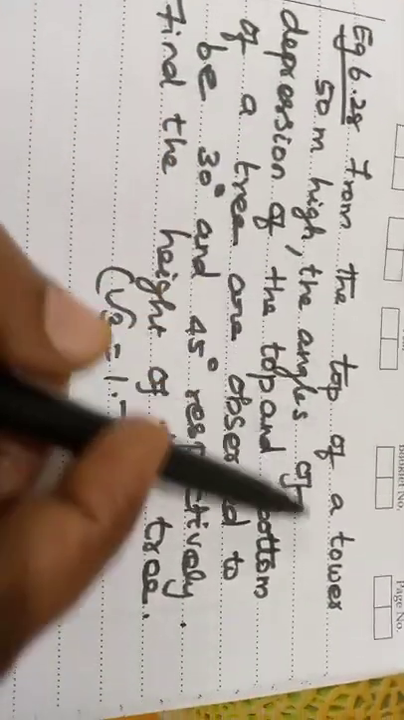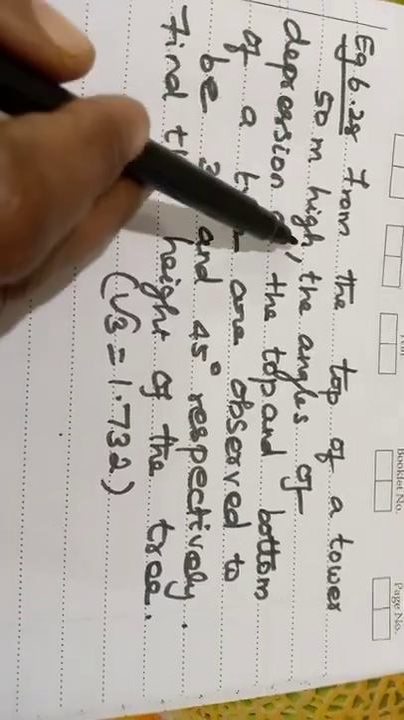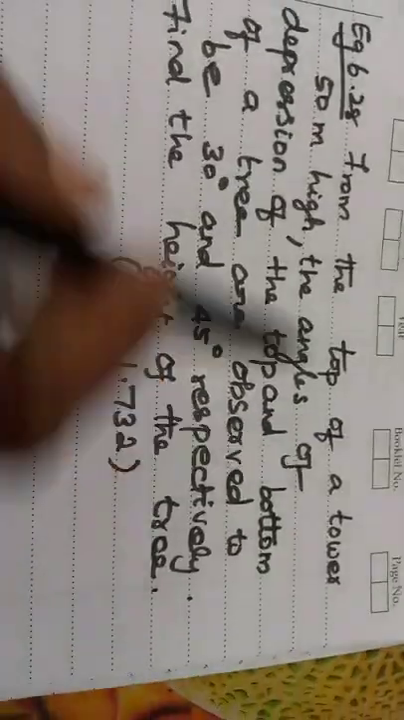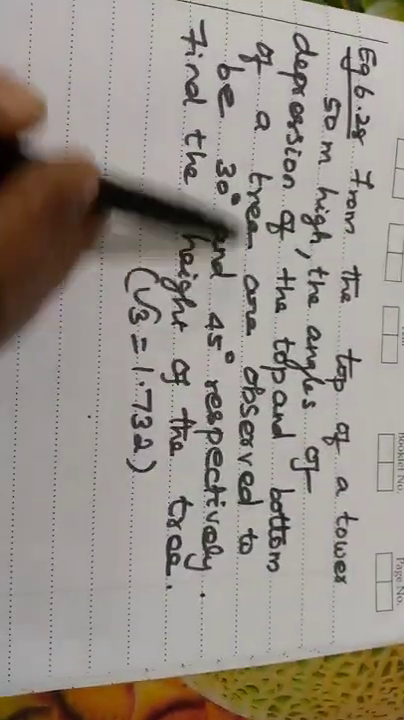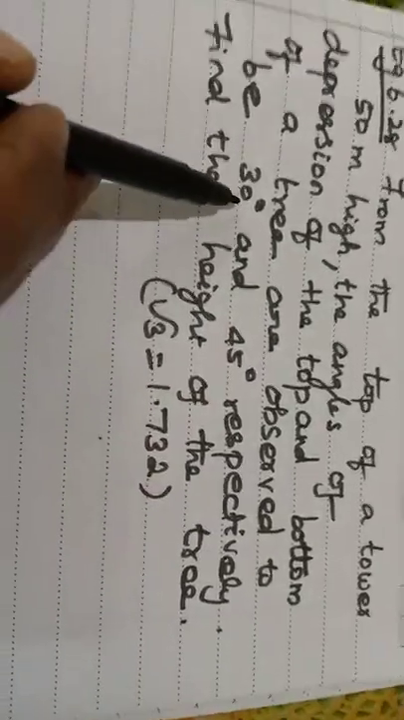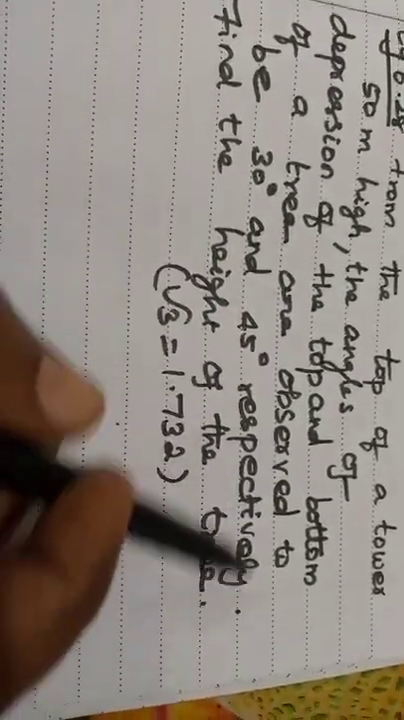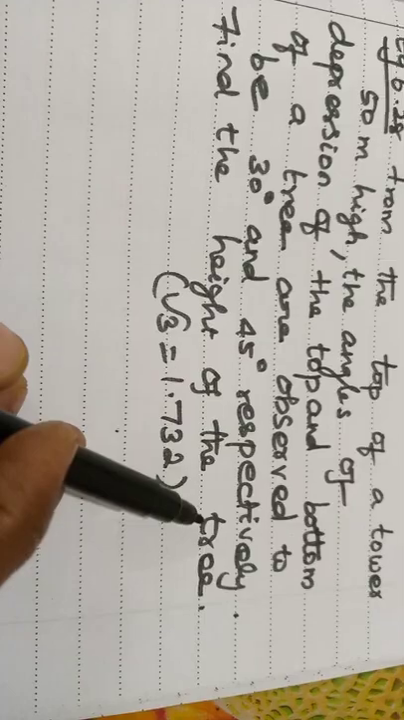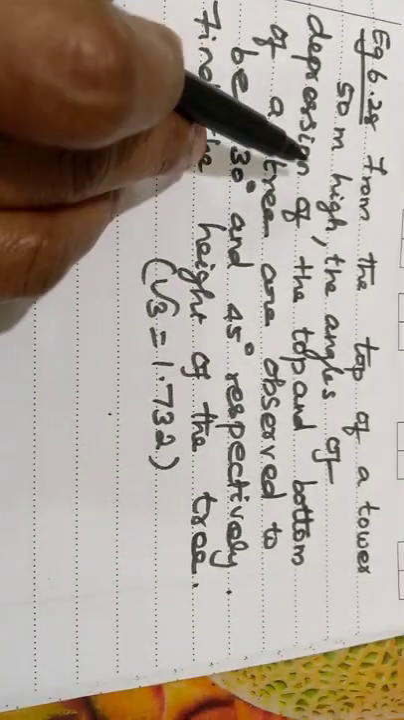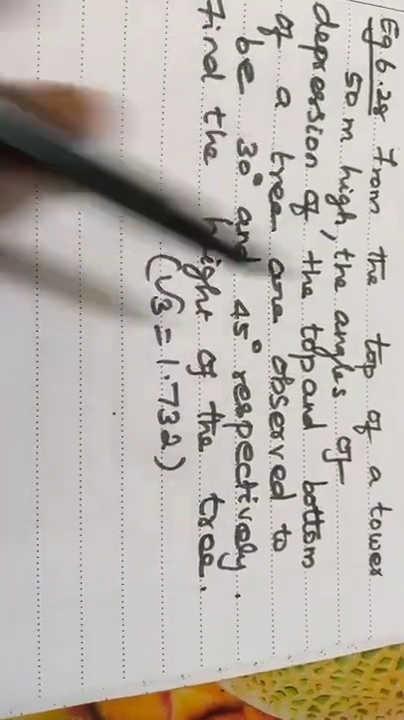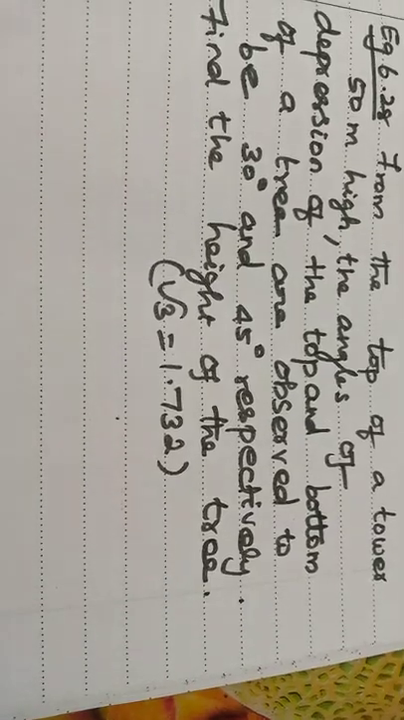Next, let's take example 6.28. From the top of a tower of 50 meter height, the angle of depression of the top and bottom of a tree are observed to be 30 degree and 45 degree respectively. Find the height of the tree. So this also only angle of depression is given. So let's draw the diagram first.